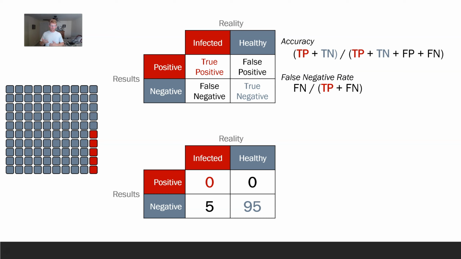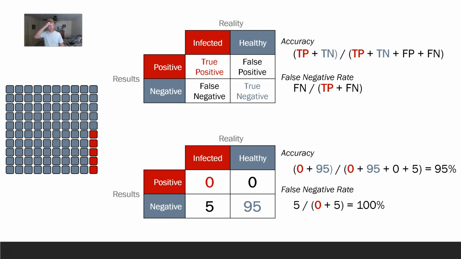The false negative rate is the number of false negatives from the test divided by the number of results that should have been positive. And so again, with our example, here's how the math works out for that. We have a 95% accurate test here with a 100% false negative rate, meaning that this didn't help us at all because it was unable to identify the people that are actually sick.